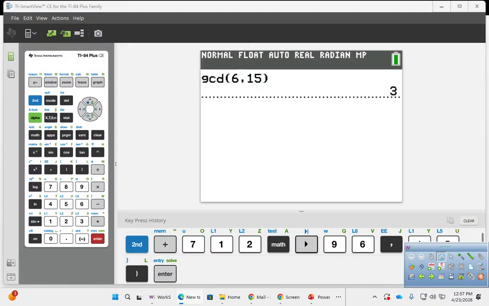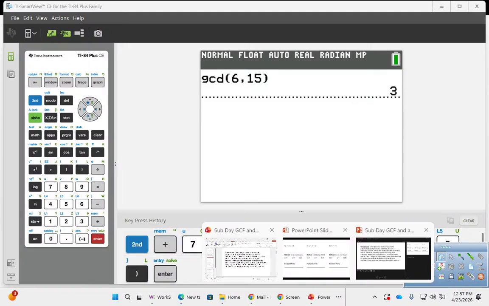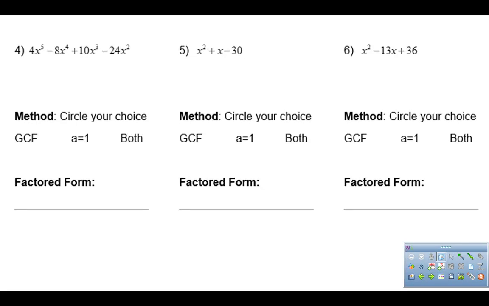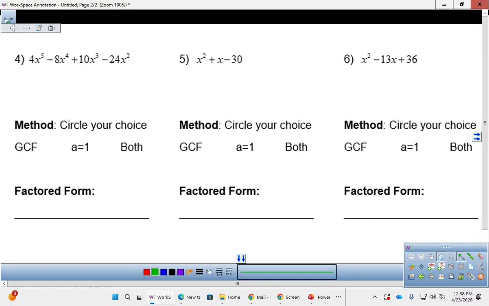Let's look at the next one. This is number 4. This is a polynomial. There's 1, 2, 3, 4 terms. The fact that there's 4 terms immediately eliminates a equals 1. In order to be a equals 1, it needs to be a trinomial, 3 terms. So it must be GCF.